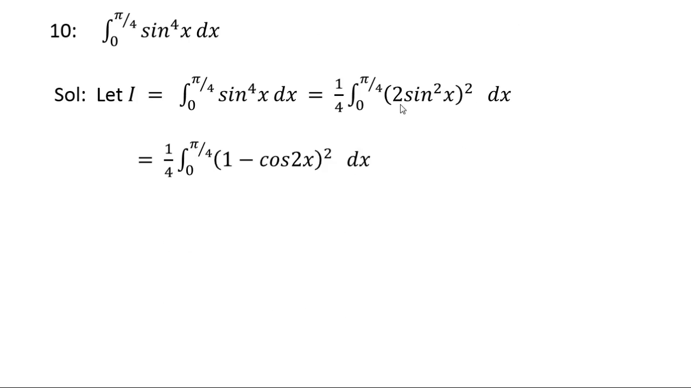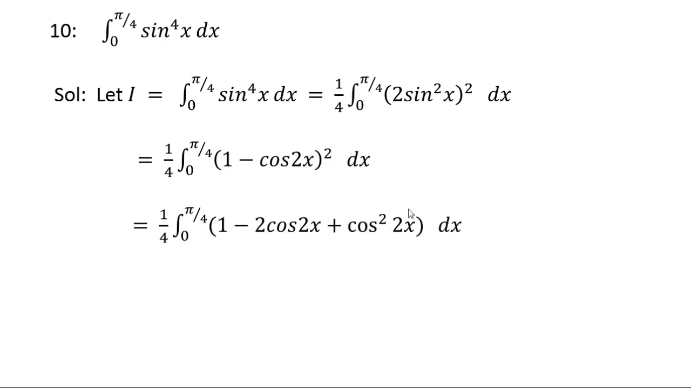So here I use the formula for 2 sin square x as 1 minus cos 2x, bracket square. Everything else is as it is. Now we expand this. 1 minus cos 2x whole square: 1 square is 1, this cos 2x square is cos square 2x, and twice their product is minus 2 cos 2x. It is written here. Now let us distribute this.